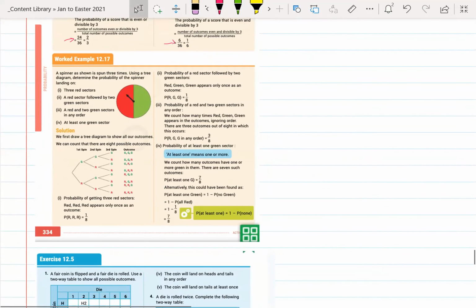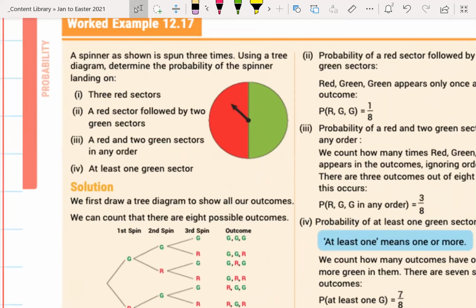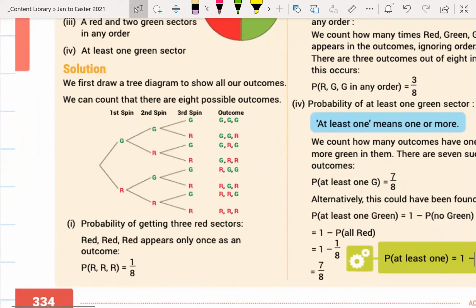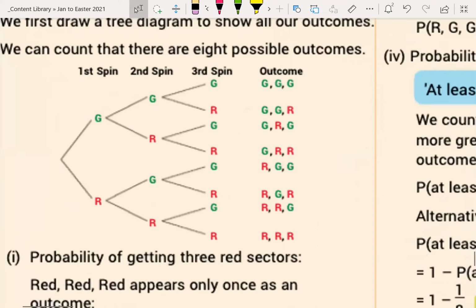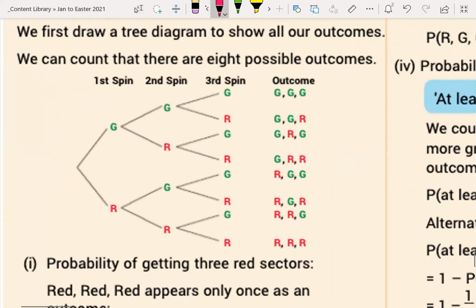Next worked example. Here's a spinner. It's spun 3 times. Use a tree diagram to determine the probability of the spinner landing on. So let's do the tree diagram first. So you do a tree diagram. Don't forget, when you're doing a tree diagram, that you should have a starting point halfway down your page, because then it branches out like this and it can get quite big. So go halfway down your page and have a starting point.